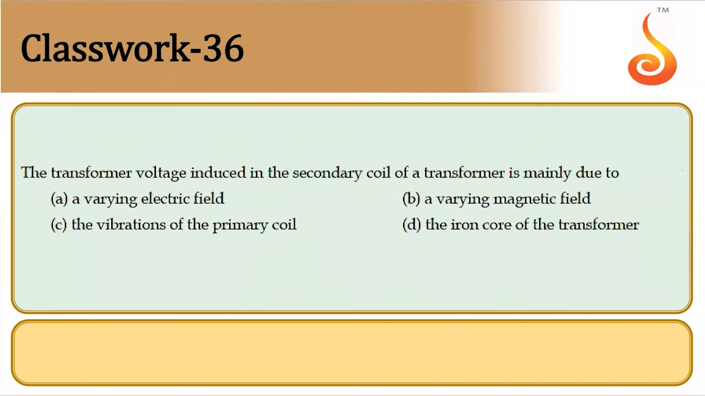In a transformer, voltage induced in the secondary coil is mainly due to: varying electric field, varying magnetic field, vibrations of the primary coil, or iron core of the transformer.